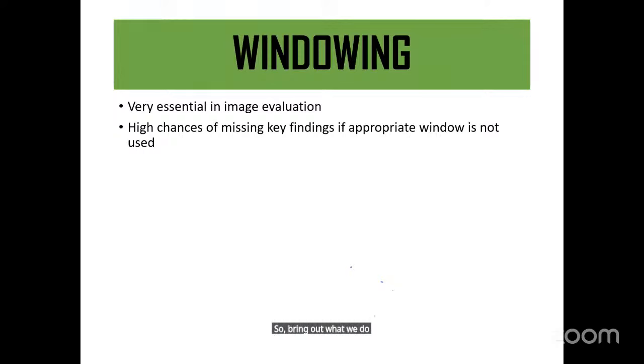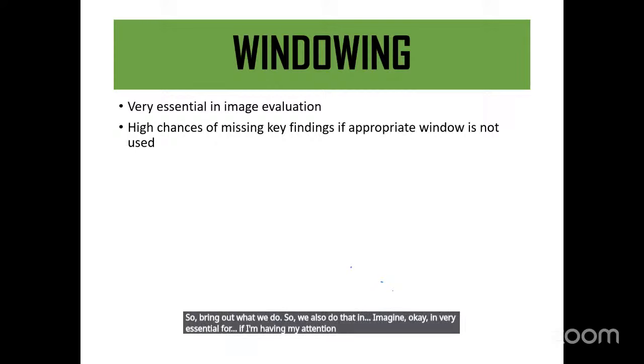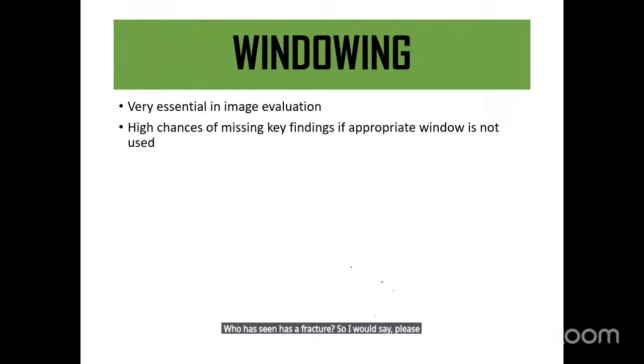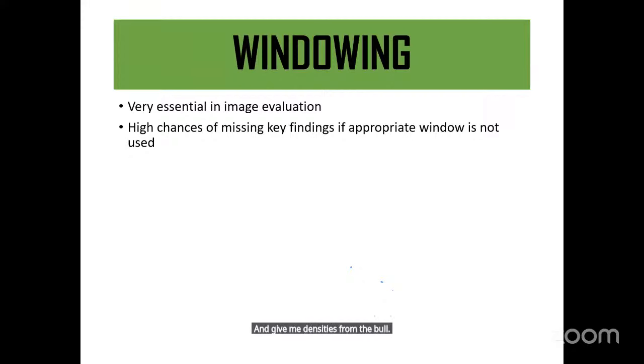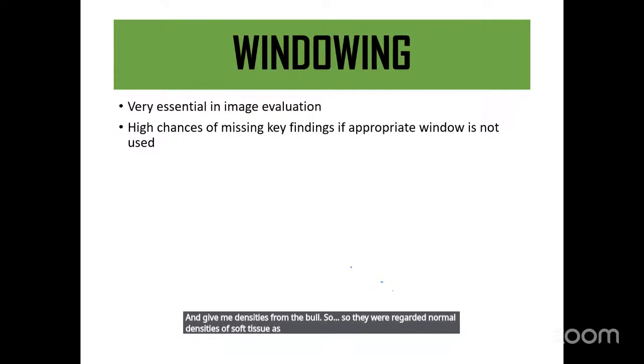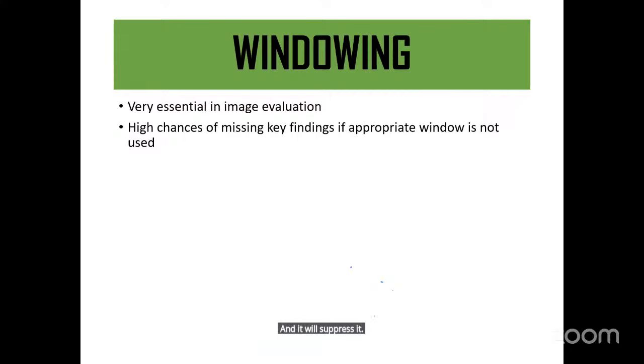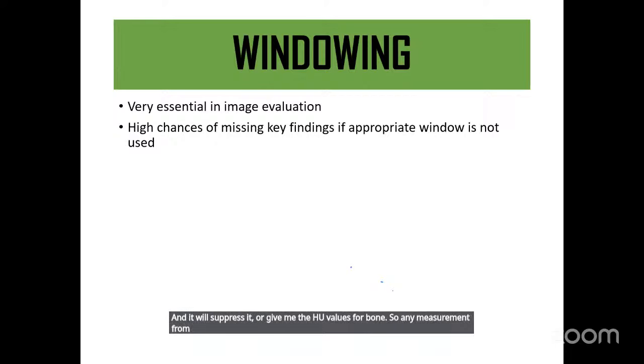So we also do that in imaging, okay? In radiological imaging it's very essential. If I'm attending to a patient who has a fracture, I'll say, please computer, suppress the densities from soft tissue and give me densities from the bone. So they will regard the normal densities of soft tissue as noise, suppress it, and give me the HU values for bone. Any measurement from 100, 150, they will cancel it. Only give me from 200 to 1000.